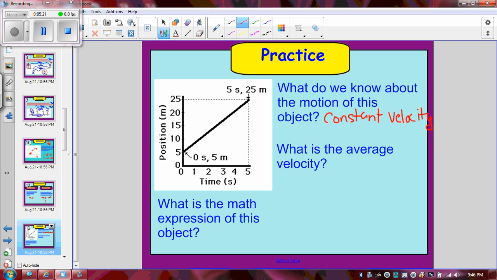What else do I know about this object? Well, I also noticed that the slope is positive. Do you remember what a positive slope indicates? A positive slope indicates that it's moving away from the origin.